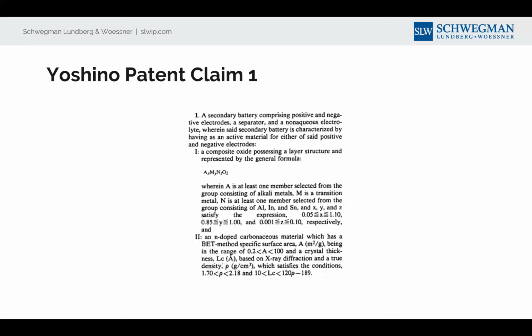And claim 1 of this patent was a secondary battery comprising positive and negative electrodes, a separator, and a non-aqueous electrolyte, wherein said secondary battery is characterized as having an active material for either of said positive and negative electrodes, a composite oxide possessing a layer structure and represented by the formula AXMYN2O2. And then they go on into the particular materials and conformation that the material must have. Next slide.